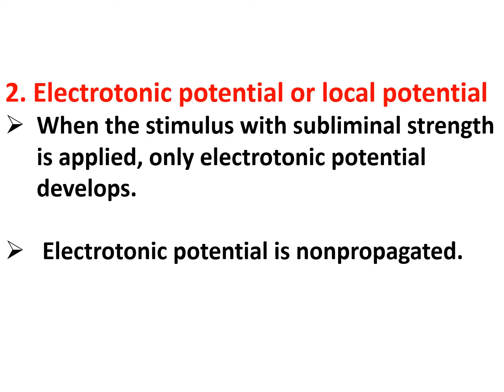The second response is local potential. When a stimulus with subminimal strength is applied, only electrotonic potential develops and the action potential does not develop, and the electrotonic potential is non-propagated. Action potential is propagated but the local potential is not propagated.